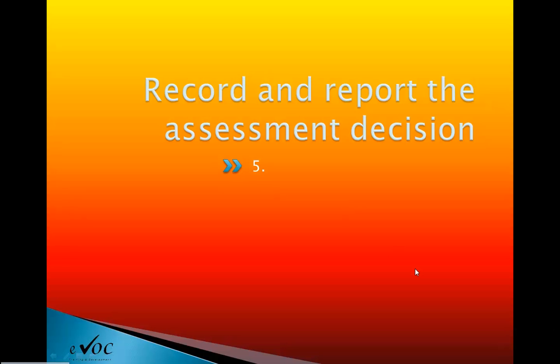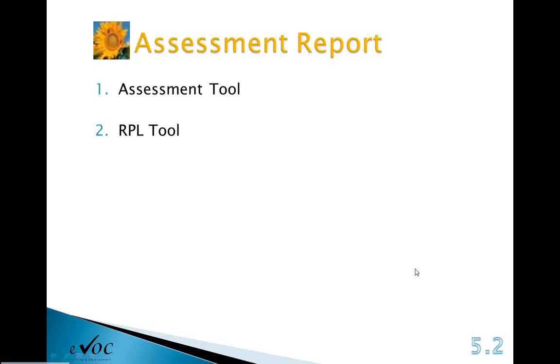Element 5, record and report the assessment decision. So 5.1 is to record the assessment outcomes promptly and accurately. So you need to check your own RTO's policy or any legislative requirements around turnaround time to assess the competence.